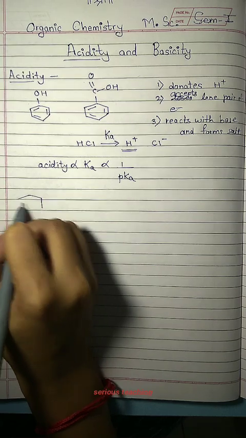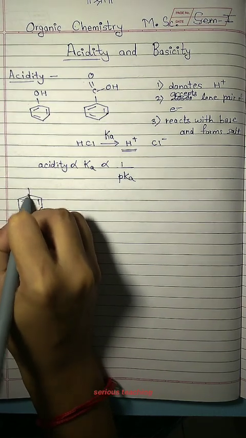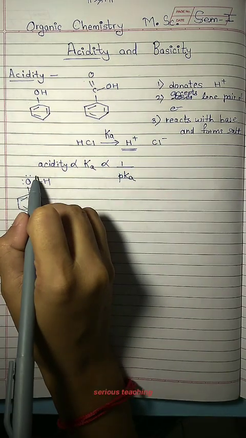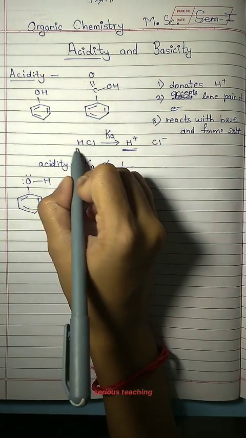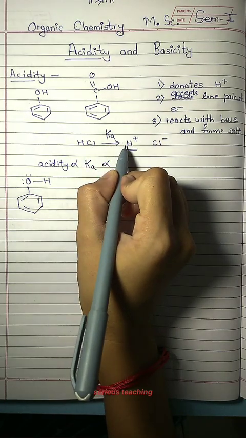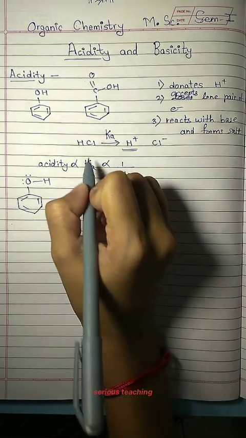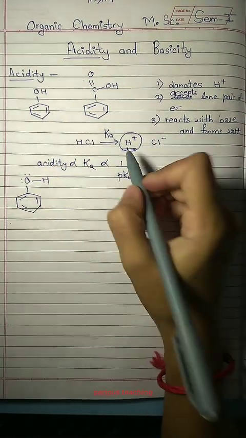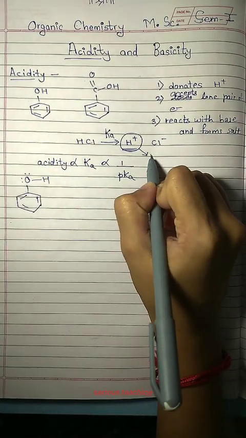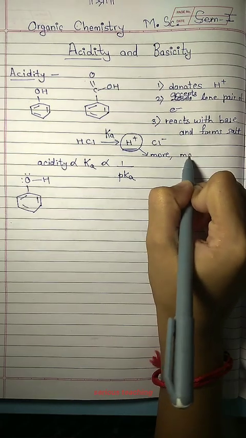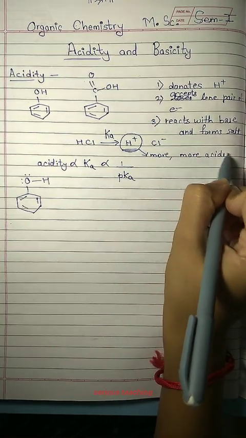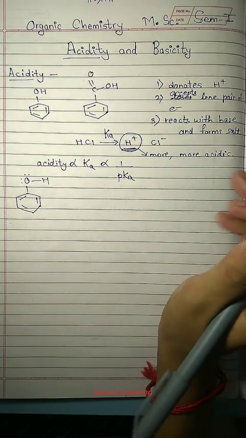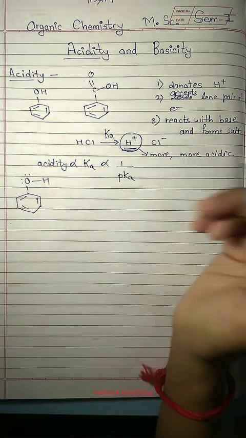First of all, suppose this is phenol, and we have to find out its acidity. What will we do? Similarly, here HCl is acid and dissociates into H plus and Cl minus, and we are checking the concentration of this H plus. If this concentration is more, then it is more acidic, or if this concentration is less, then we will say that compound is less acidic. So this is a way of finding acidity.